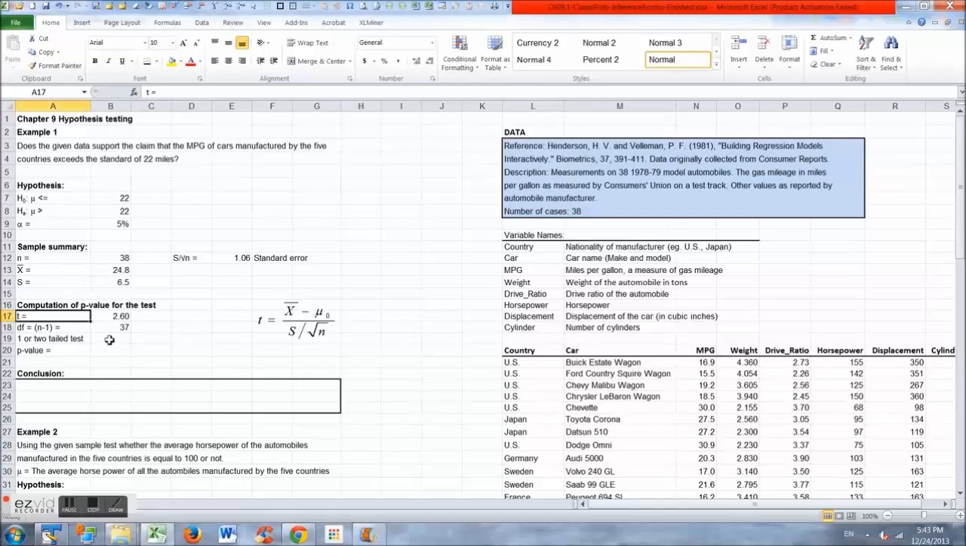Next, is this a one-tailed test or a two-tailed test? Well, we look at the alternative hypothesis. If it is not equal to, then it is a two-tailed test. If it is other than not equal to, then it is a one-tailed test. So one-tailed test.